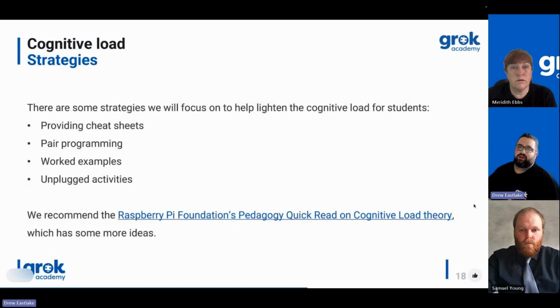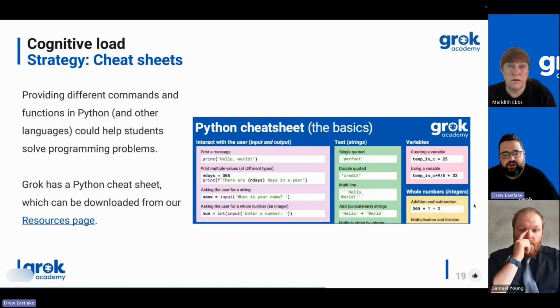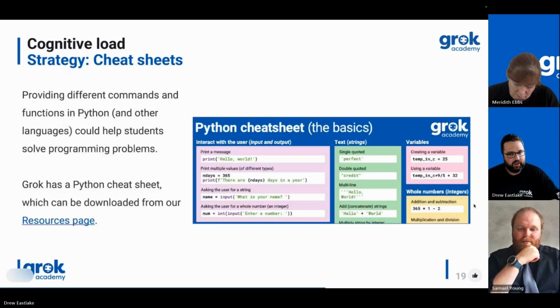The Raspberry Pi Foundation has released these really awesome pedagogy quick reads, which when I was in the classroom was such a good thing, because they're double A4 pages and they're designed to be almost like a pamphlet, but they go into so many different topics. But the first one I want to talk about is the cheat sheet, because a cheat sheet is such a dirty word, right? Why? I can't have a cheat sheet. No, I can't give them a cheat sheet. That's not right. I'm giving them the answers.